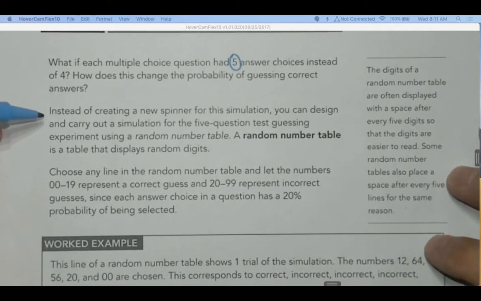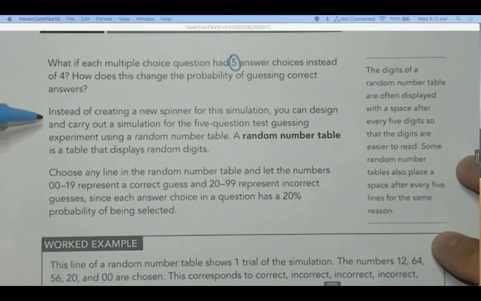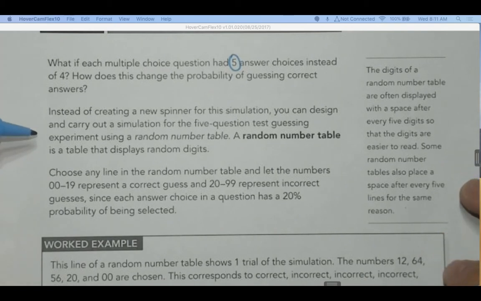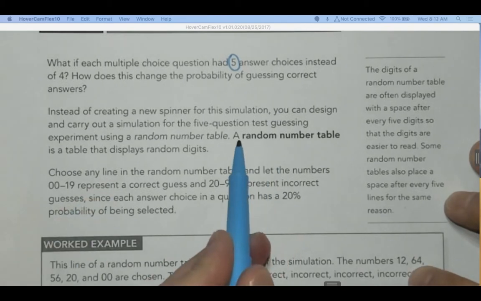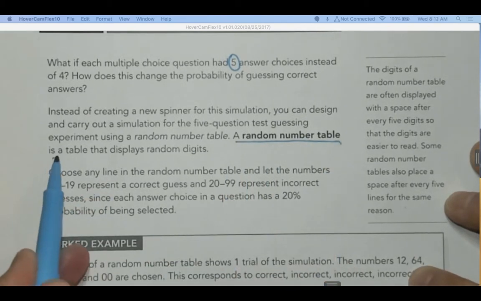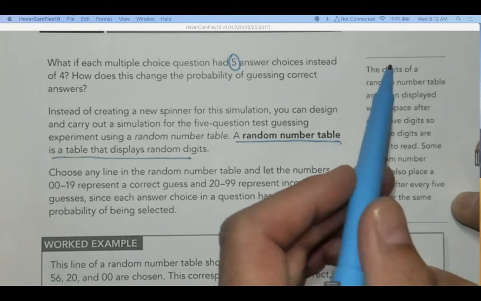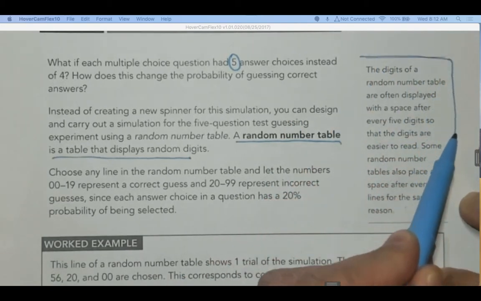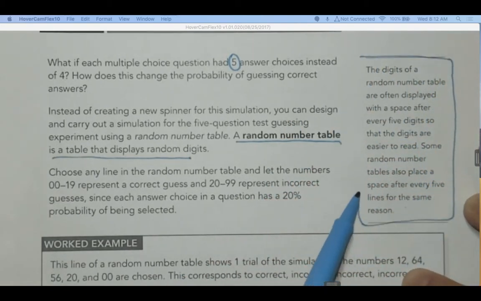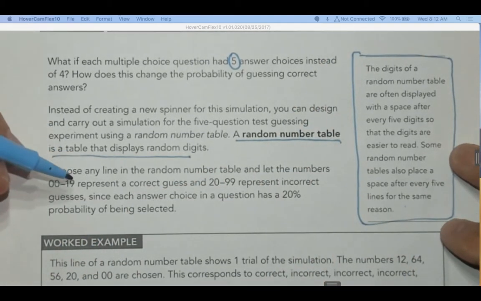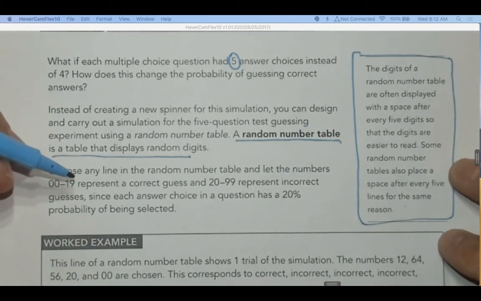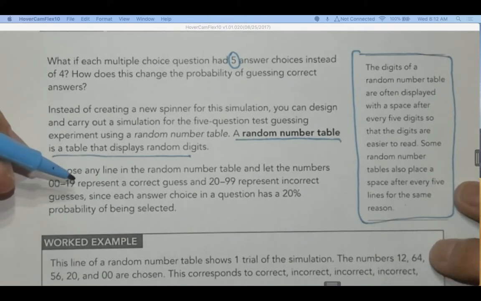Instead of creating a new spinner for this simulation, you can design and carry out a simulation for the 5-question test guessing experiment using a random number table. A random number table is a table that displays, get this, random digits. Over here it says the digits of a random number table are often displayed with a space after every 5 digits so that the digits are easier to read. Some random number tables also place a space after every 5 lines for the same reason.